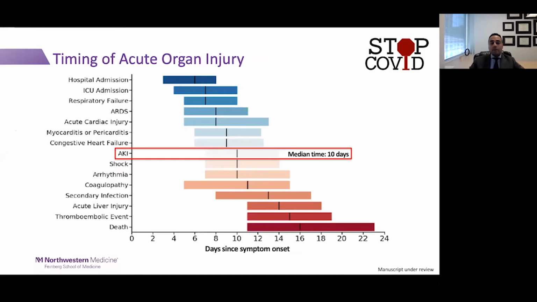When we look at the timing of organ injury, we see that from the time of symptom onset, acute kidney injury seems to occur at about 10 days after symptom onset. And since these are all critically ill individuals, this seems to occur about 3 to 4 days after ICU admission. Next slide.